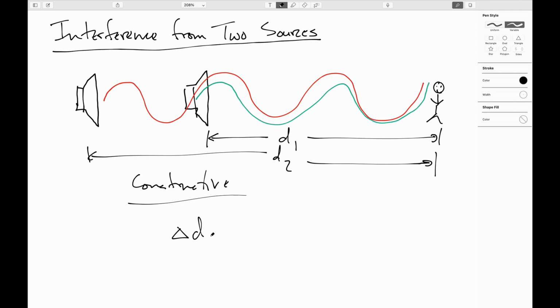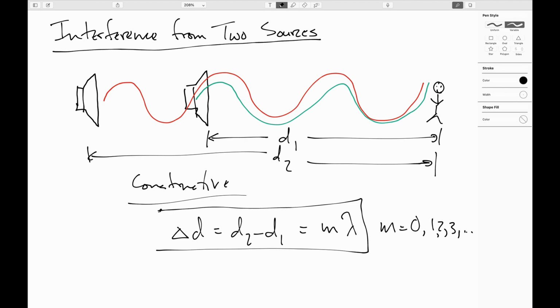So this means that delta D, my D2 minus my D1 here, will be equal to m lambda. Now here, in addition to m being 1, 2, 3, or 4, 0 is also a possibility. This is just saying as long as the difference in distance is 0 wavelengths, 1 wavelength, 2 wavelengths, 3 wavelengths, whatever, that's going to work out to be constructive interference.